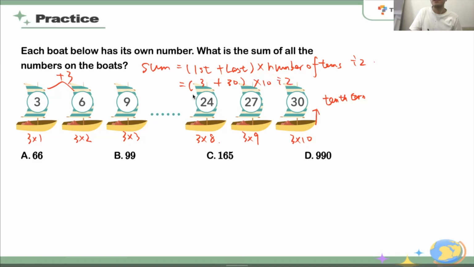Okay, great. So what is the final result? We have 33 times 10 divided by 2, that is 165. Great, option C, right? And that is the question.